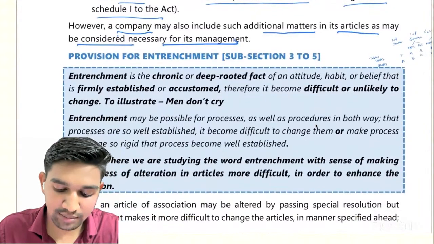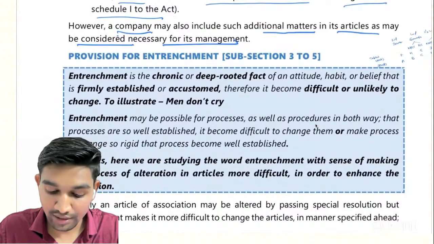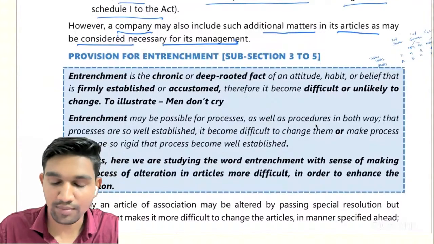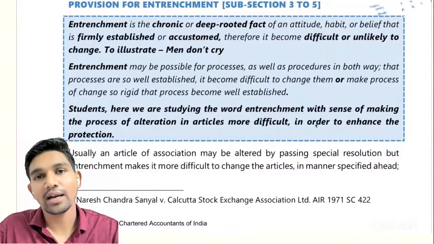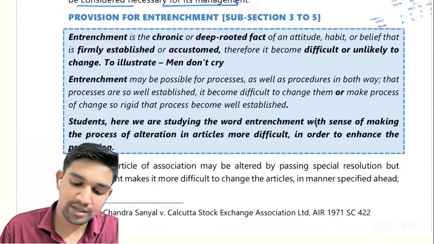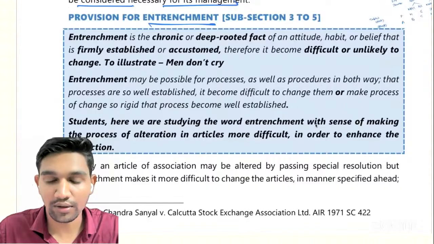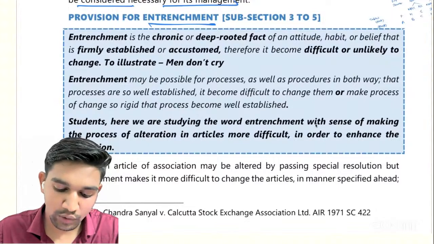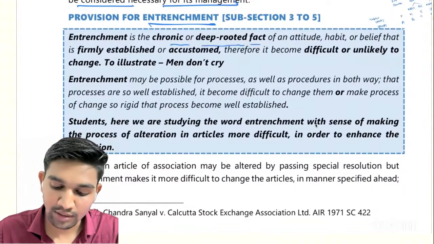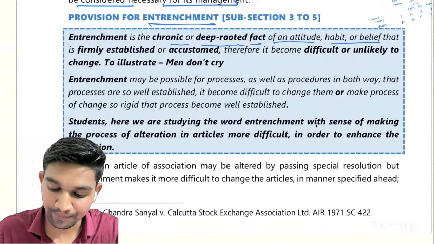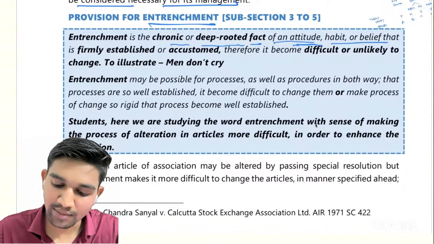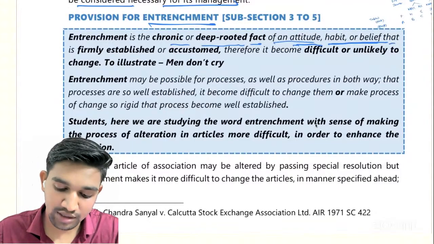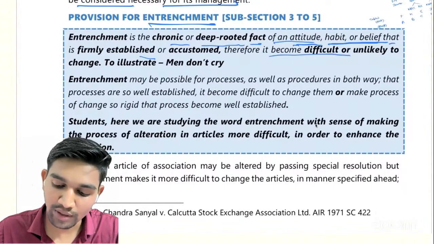However, a company may also include such additional matters in its articles as may be considered necessary for its management. Now, a company can add the provision for entrenchment, which has been mentioned in subsection 3 of section 5 of the Companies Act 2013. Entrenchment is the chronic or deep-rooted fact of an attitude, habit, and belief that is firmly established or accustomed. Therefore, it becomes difficult or unlikely to change.